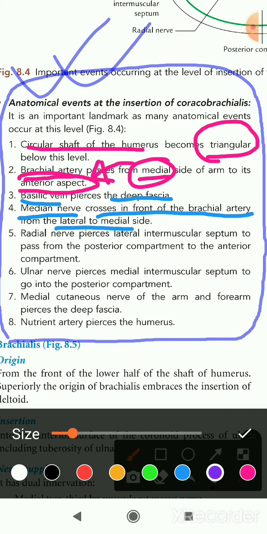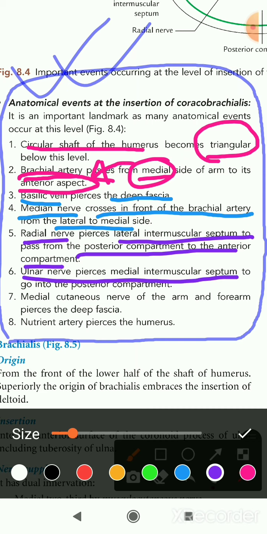The radial nerve pierces the lateral intermuscular septum and passes from the posterior compartment to the anterior compartment, and the ulnar nerve pierces the medial intermuscular septum and goes to the posterior compartment, and the medial cutaneous nerve of the arm and forearm pierces the deep fascia, and the nutrient artery pierces the humerus.